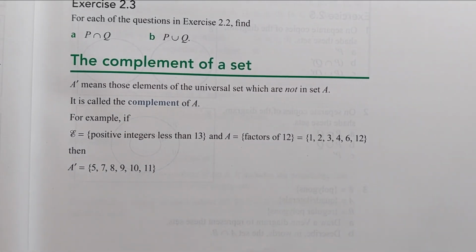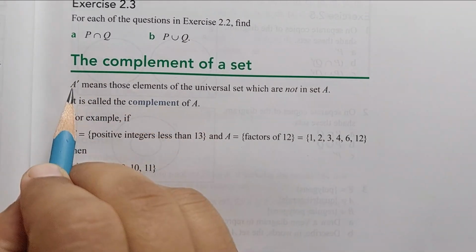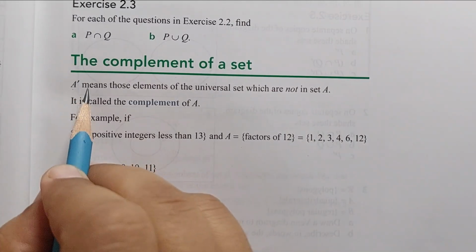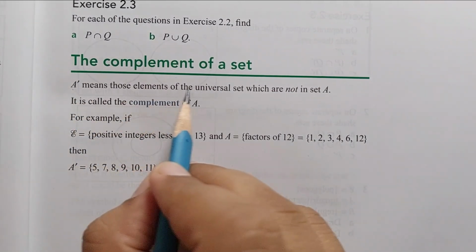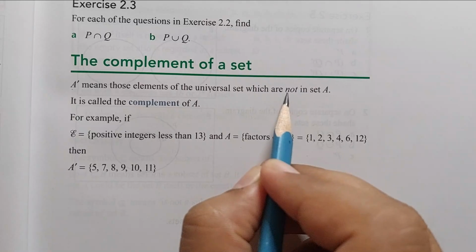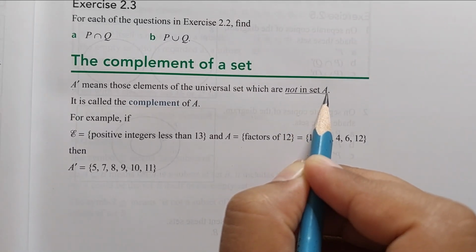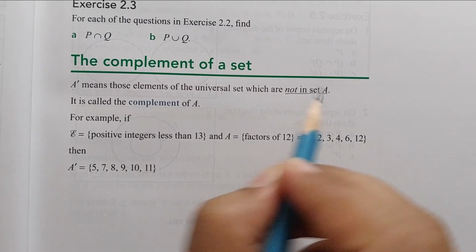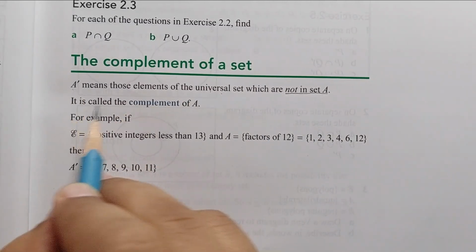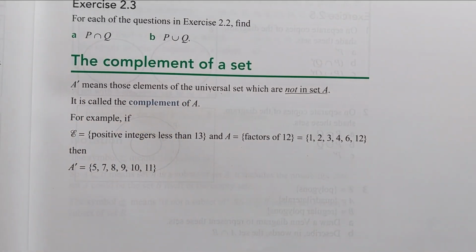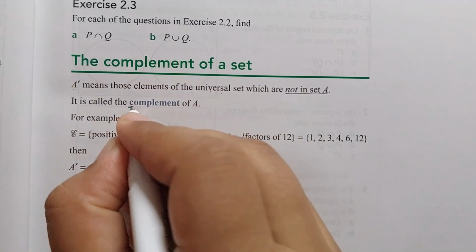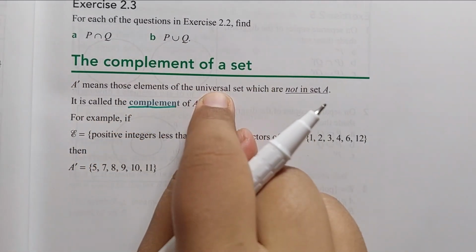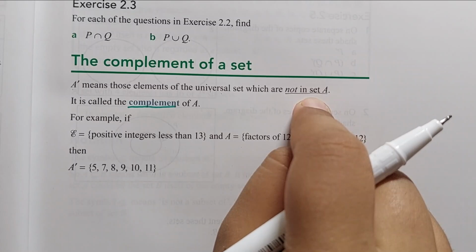In this video, I'm going to teach you about the complement of a set. What is the complement of a set? A with a dash. This means those elements of the universal set which are not in set A. They can be in the universal set, but not in that set A. That is called the complement of a set A. So the complement of a set consists of the elements which are in the universal set but not in that specific set.